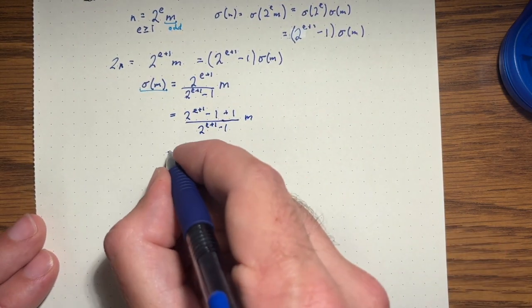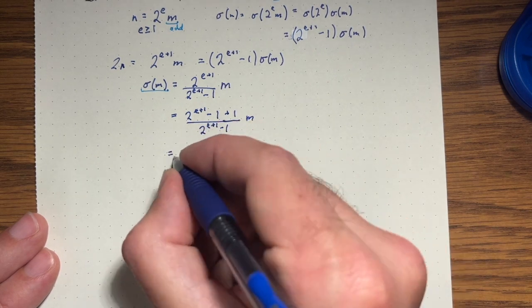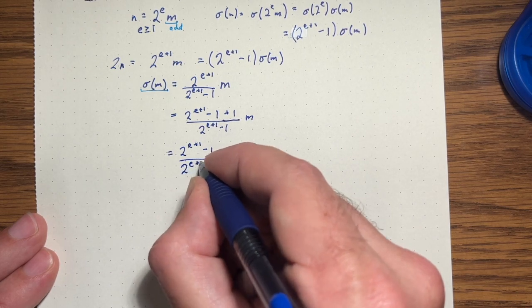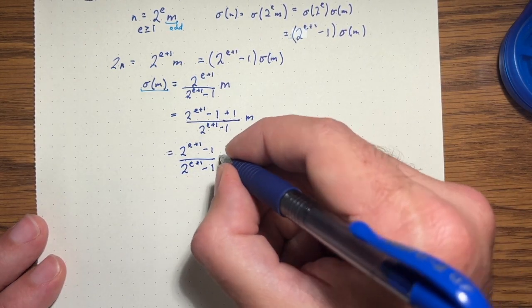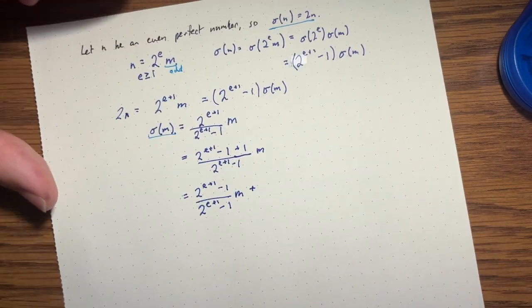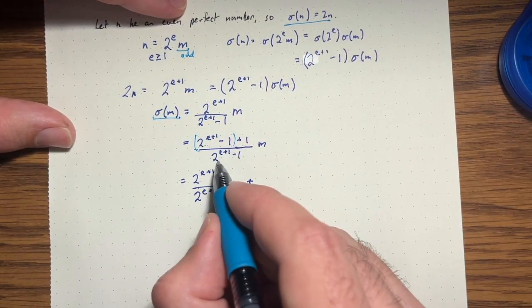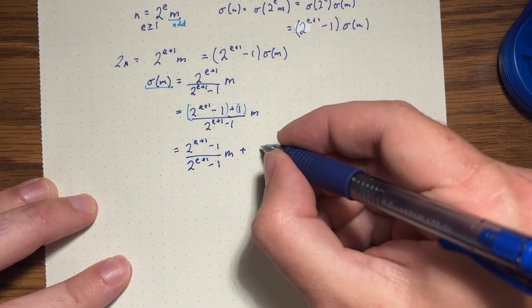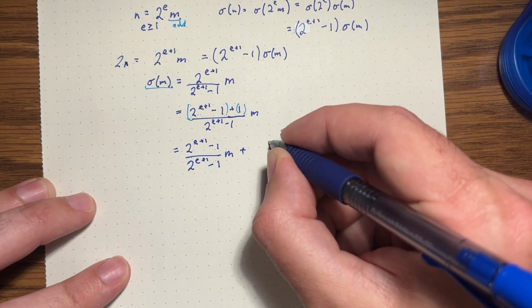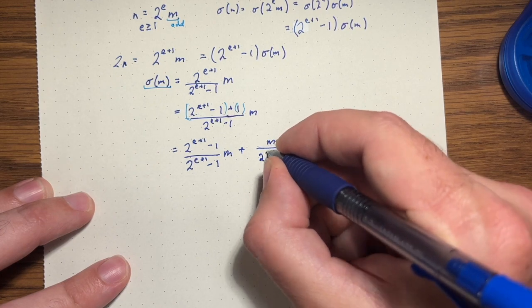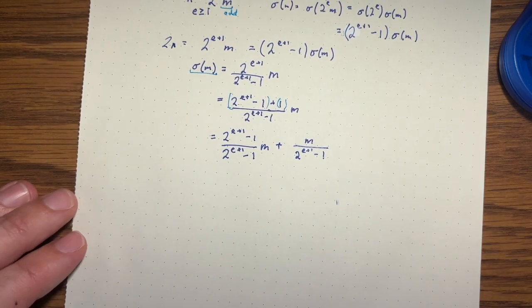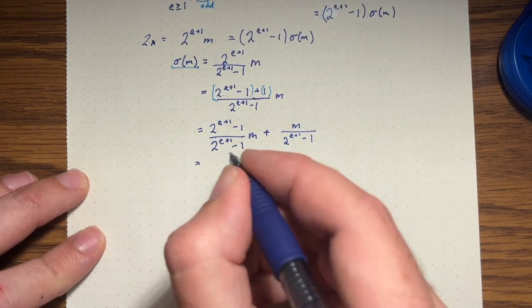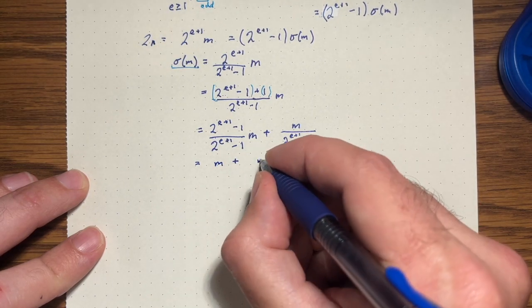Why do I want to do that? That's so I can split this part off. So (2^(e+1) − 1)/(2^(e+1) − 1) · m plus... I'm splitting the numerator apart like this. I have this over the denominator plus this bit over the denominator, and both are going to have an m. So this is just m over 2^(e+1) − 1. And again, why am I doing this? See, I just wrote m in a fancy way here. So it's just 1 times m, so it's just m plus something else.